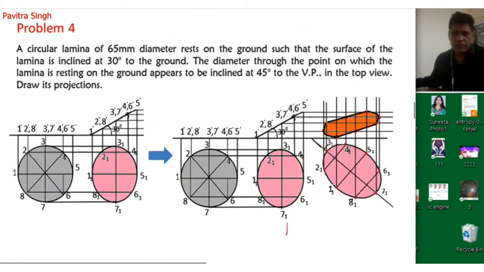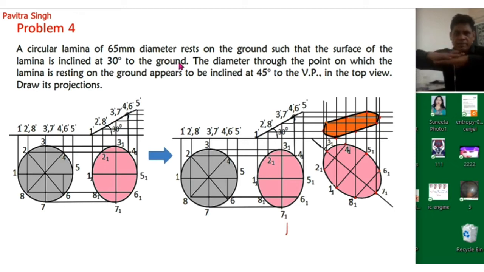So now we will try to solve one more problem from this projection of planes. A circular lamina of 65 mm diameter rests on the ground such that the surface of the lamina is inclined at 30 degree to the ground, means with the horizontal plane. This is 30 degree inclined. Previously it is like this. Okay, now it is inclined 30 degree. So the diameter through the point on which the lamina is resting on the ground appears to be inclined 45 degree with the horizontal plane.